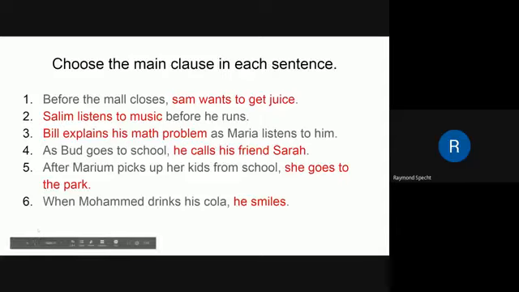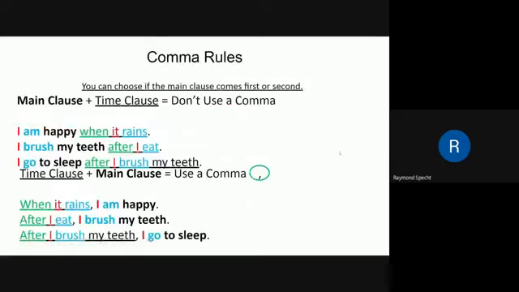All right, let's move on to our next slide. I'm going to give you about 3 minutes to read through this about the comma rules before we move on, and then I will go over them after you've had a chance to read it and try to understand it. So let me give you about 3 minutes to read through this, okay? The comma rules are important.